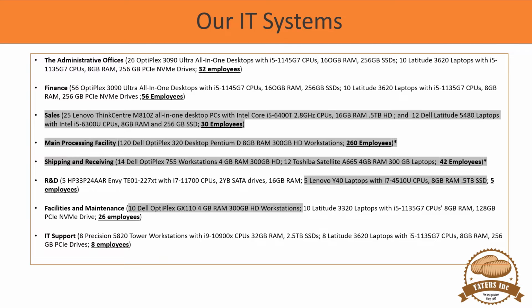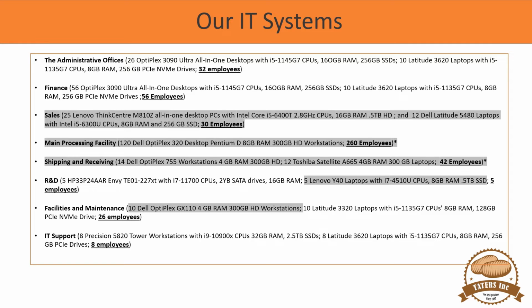Getting started, this is a brief overview of our IT systems. I've separated each department over here. You can see the administrative offices, finances, sales, etc. I've also highlighted the number of employees working in each department. I've done that so that you can understand how much our decision has an impact on our company as a whole and how many employees will be affected by the choices we make today based on this presentation.